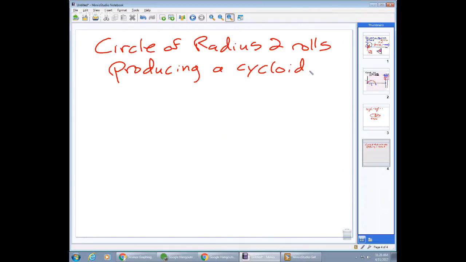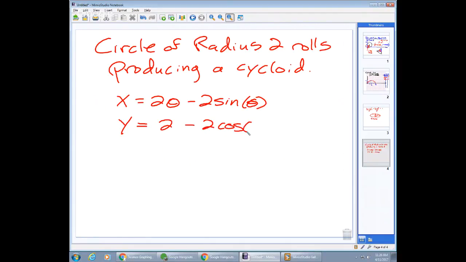So the equation of that cycloid would just be x equals 2 theta minus 2 sine theta, and y equals 2 times 1 minus cosine of theta. And so one thing you're going to want to have over the next several days is a calculator that can do parametric equations. Most calculators can. The Desmos app can do it. If you have a TI, you just have to switch to parametric mode.